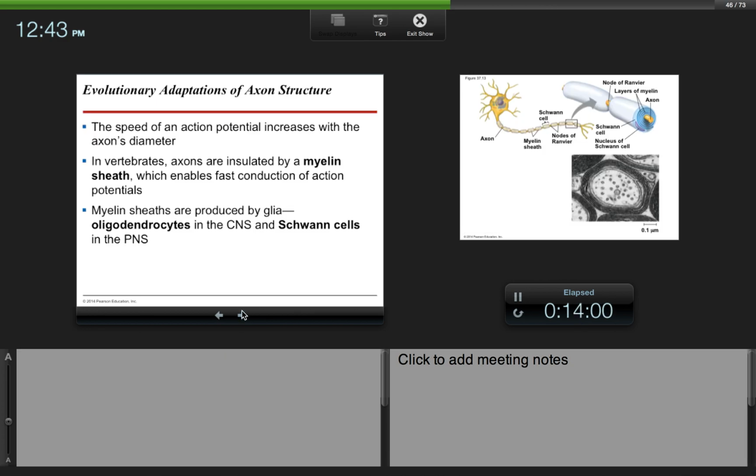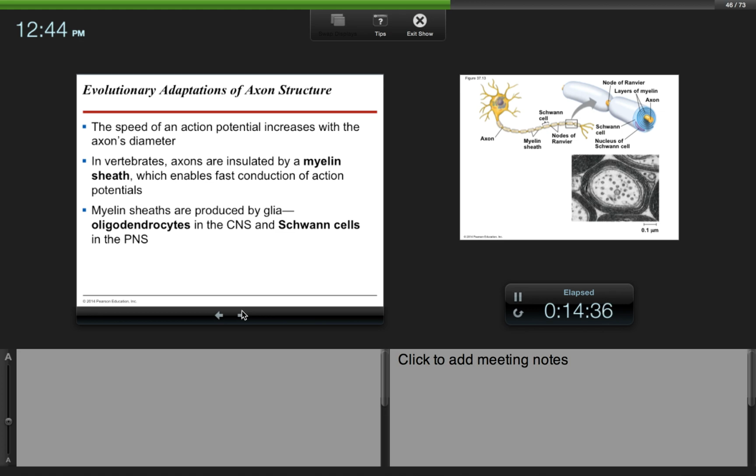Now there are some adaptations in axon structure that increase the speed of the electrical impulse. The speed of an action potential increases with the axon's diameter. In vertebrates, axons are insulated by a myelin sheath, which enables fast conduction of action potentials. Myelin sheaths are produced by glia. Remember, those are the supporting cells of the nervous system. Specifically oligodendrocytes in the central nervous system and Schwann cells in the peripheral nervous system.